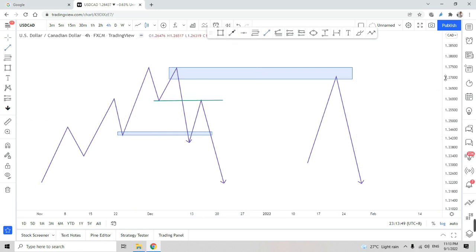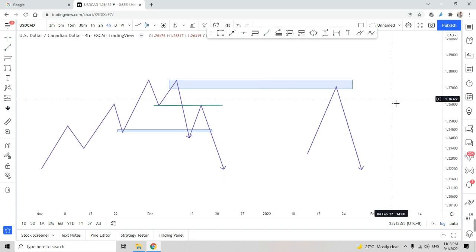The first example we have here is USD Canadian dollar. Last Friday was NFP, a big news event that influenced the USD.